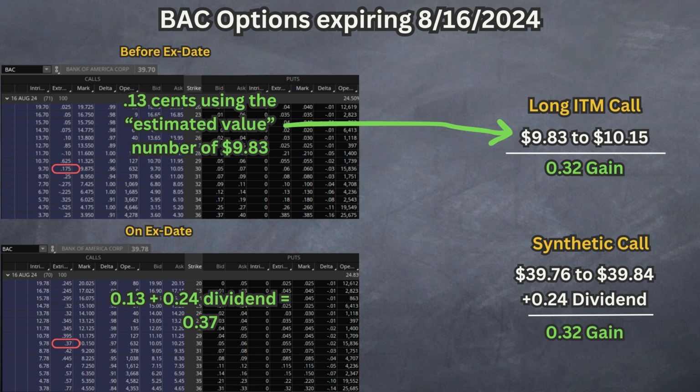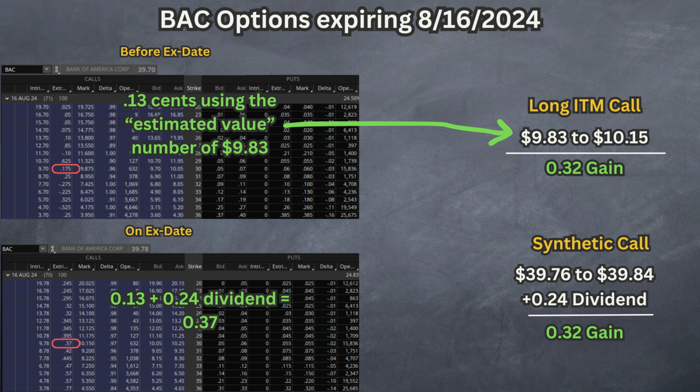Before the X date, the call had 13 cents of time value, and on the X date, it went up by the 24-cent dividend amount to 37 cents. The time value of the call without the dividend was greater than or equal to the dividend amount. Therefore, early exercise was not optimal.